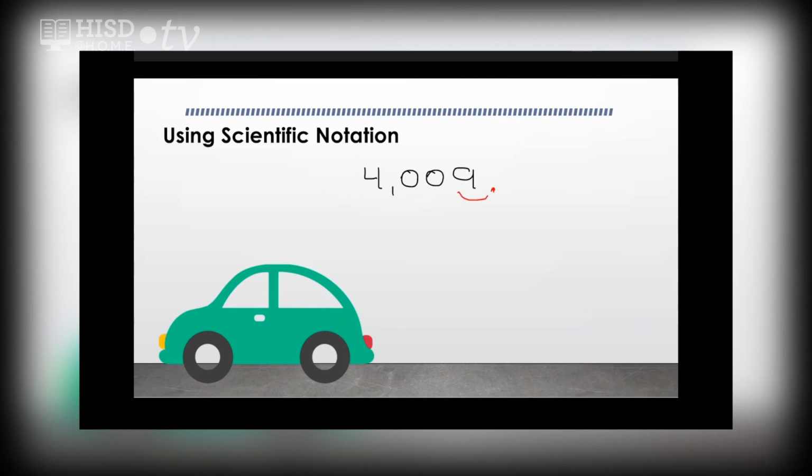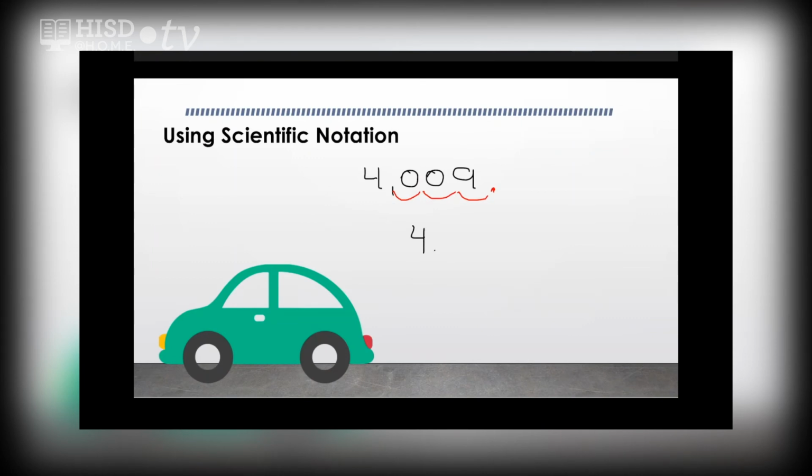If I move it once, it's going to become 400.9. So as you can see, I have to move it to the left as many times until I get a number between 1 and 10. So I'm going to go again one more time, and this makes it 40.09. That still does not work. I'm going to move it one more time, and now I have 4.009. That's my first number between 1 and 10. So that's the number that I want.